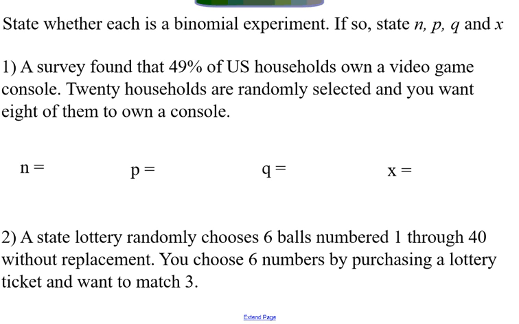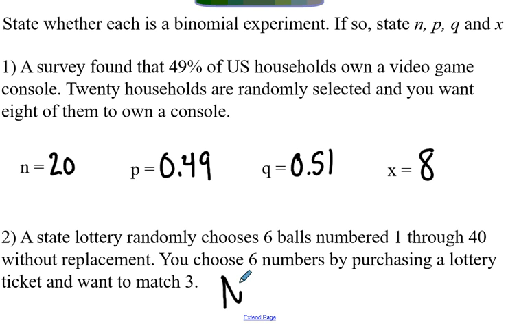Okay, the first one, it is. Survey found that 49% of U.S. households own a video game console. 20 households are randomly selected, and you want 8 of them to own a console. Without any more information, there's no reason to believe that one household owning one and then you randomly select another household is going to have an effect between one another. So this is going to be a binomial experiment. 20 households, 49% likelihood of owning a console, which means 51% will not. And we wanted 8 of them to own a console, so that'd be 8.